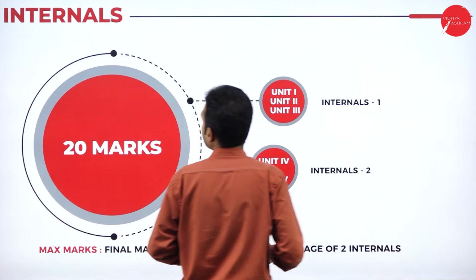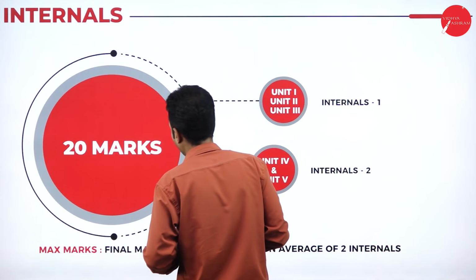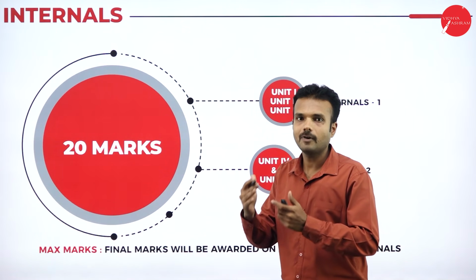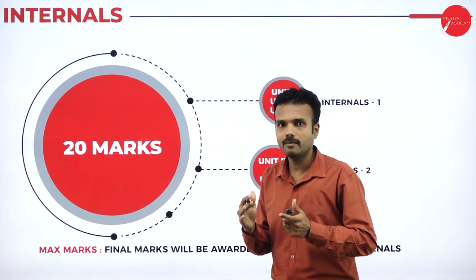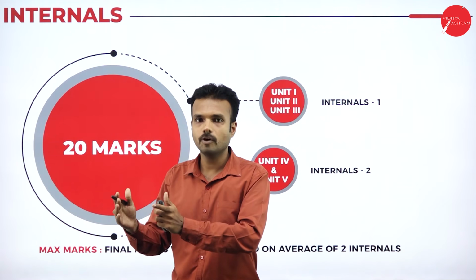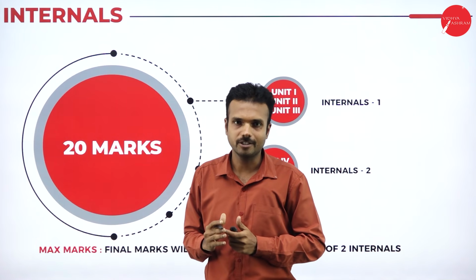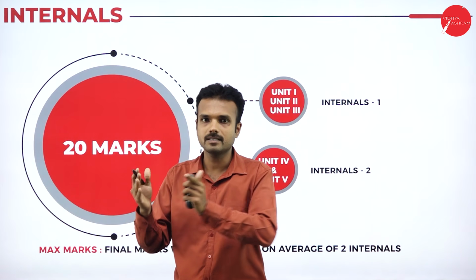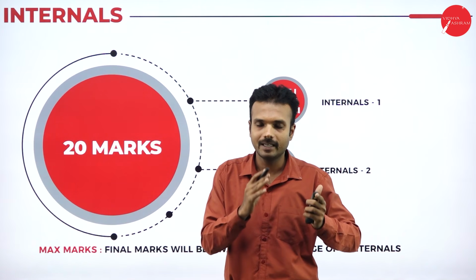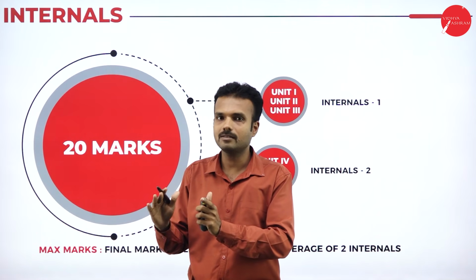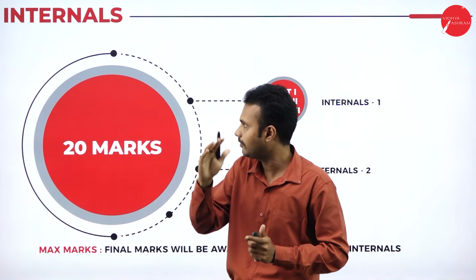Next one, we are going with the internal pattern. So here your paper is a valid paper of 100 marks. That 100 marks has been classified into two categories. 20 marks for internals, 80 marks for externals. So your internal is 20 marks, 80 marks is your externals. Externals is nothing but the exam that you are going to take at the end of the semester. Internals, we are going to conduct two internals. One is C1 and C2 internals.